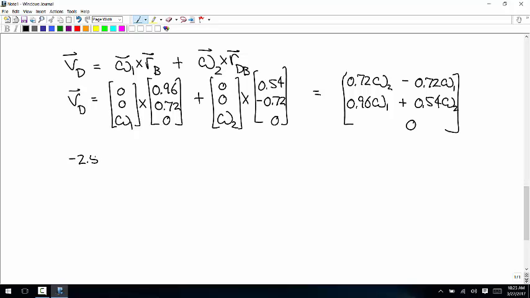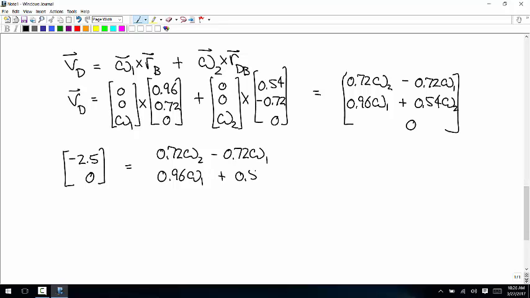Negative 2.50 is equal to 0.72 omega 2 minus 0.72 omega 1, and 0.96 omega 1 plus 0.54 omega 2. That's a system of two equations for two variables. You can solve for it.